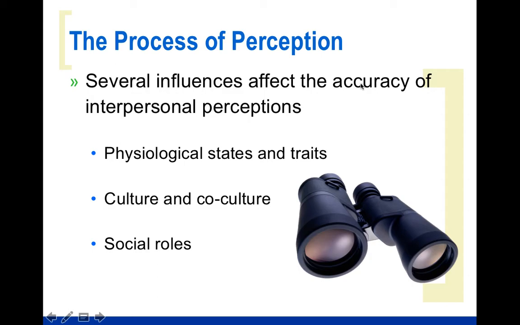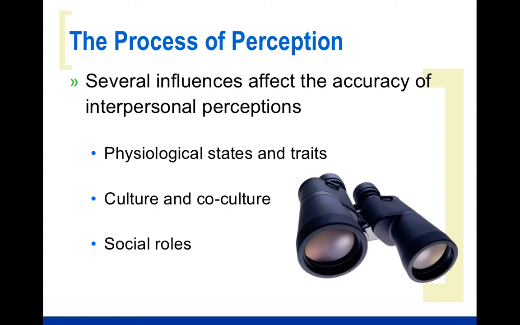There are several influences that affect our accuracy. We're not always 100% accurate with our perceptions of things, and this is how arguments and misunderstandings and miscommunications and hurt feelings take place. There are physiological states and traits. There are certain traits and behaviors and characteristics that are inherent to each of us, and those play a huge role in how we perceive interaction.